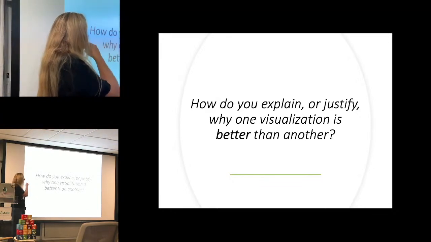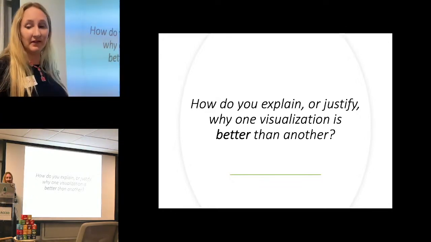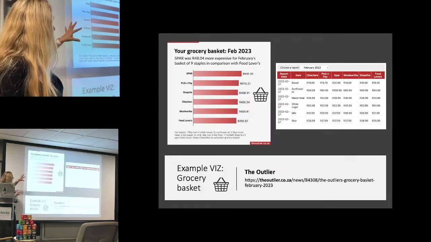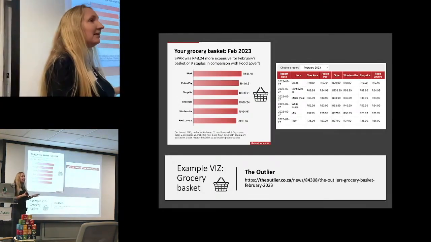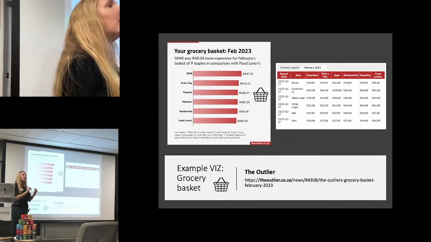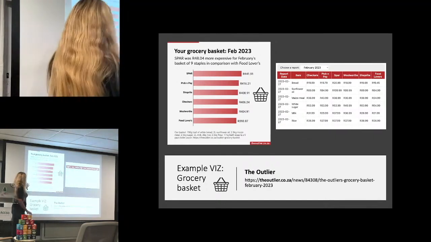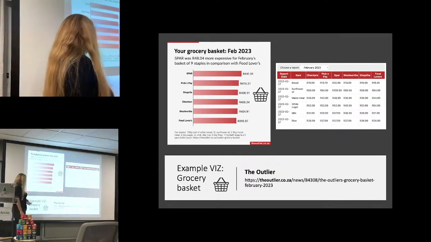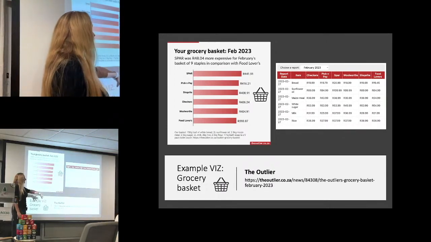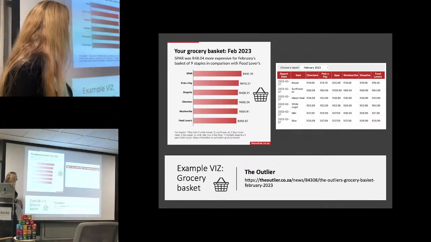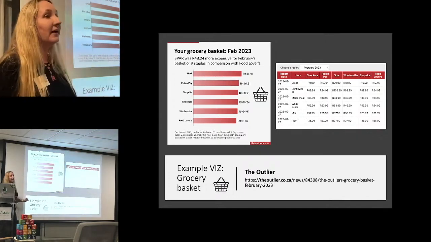So how do I tell you that one visualization is better than another? Well, I'm going to use this as an example, but basically you want to see which questions someone can answer with the visualization and how quick they are to answer. I picked this because we all care about how much groceries cost. This is from The Outlier, which is quite a nice visualization web page in South Africa. This is their grocery basket. This is how they visualize it on the web page.